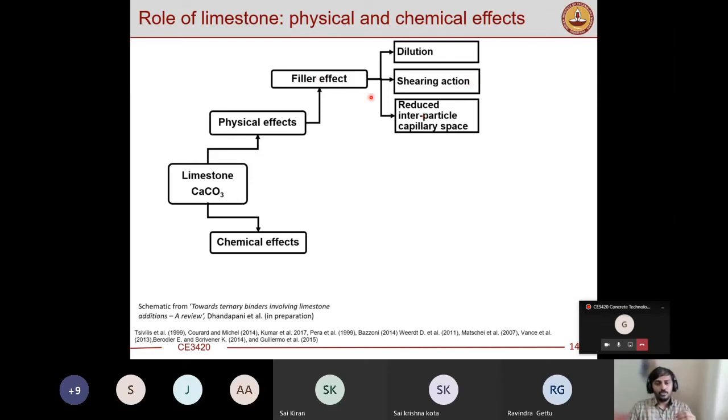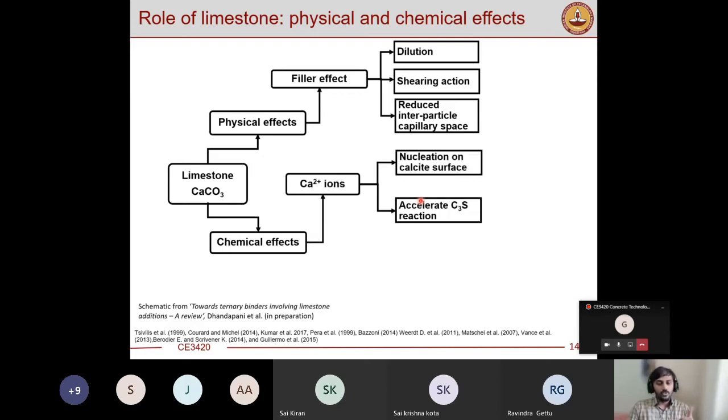The third component is reducing interparticle space. This is quite interesting because limestone is much softer compared to clinker. Because it's softer, when you grind it with clinker by means of the grinding process, the limestone gets ground to very fine particle sizes. Because it's finer, it can pack better between the clinker grains. So it improves the packing in a way, right? This reduces the pore space which I initially talked about, which needs to be filled with the hydrates, right?